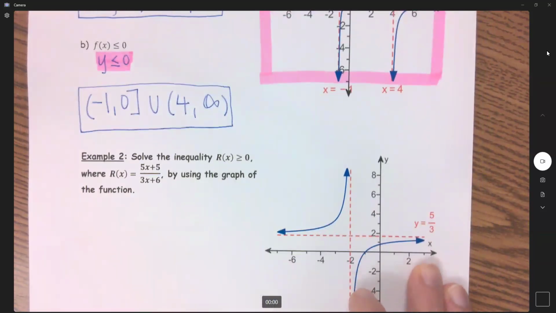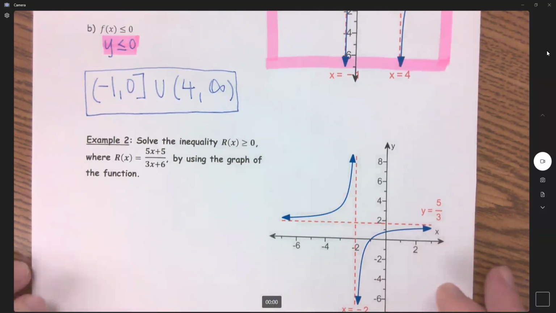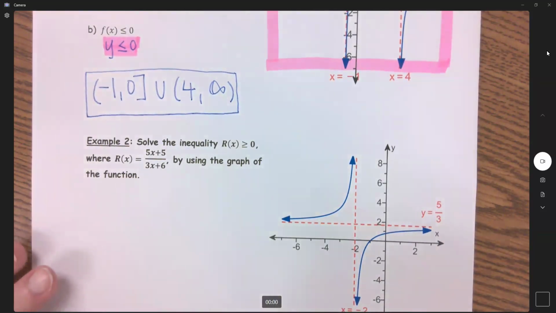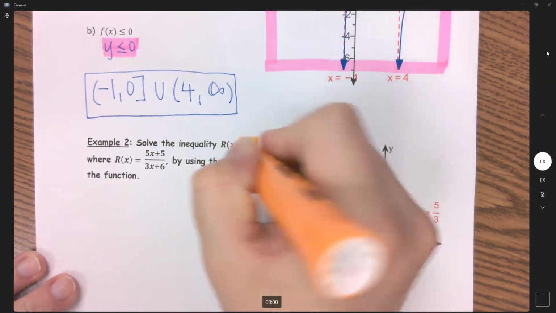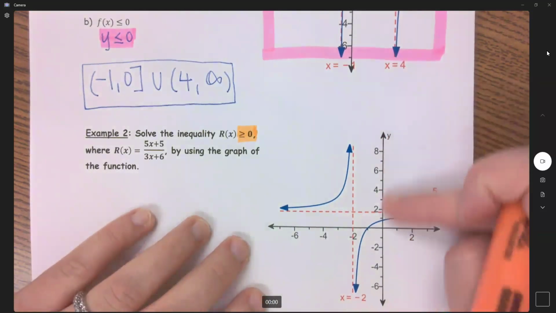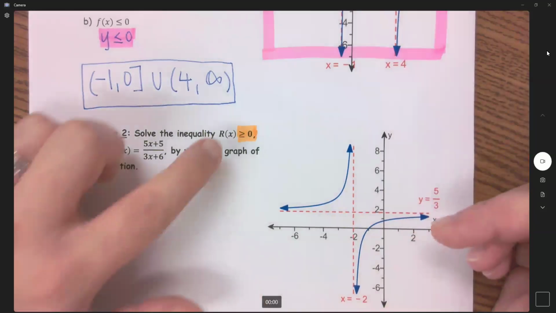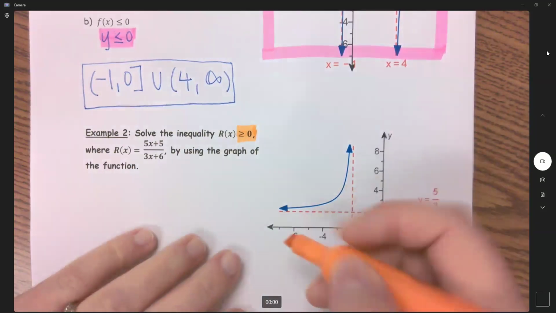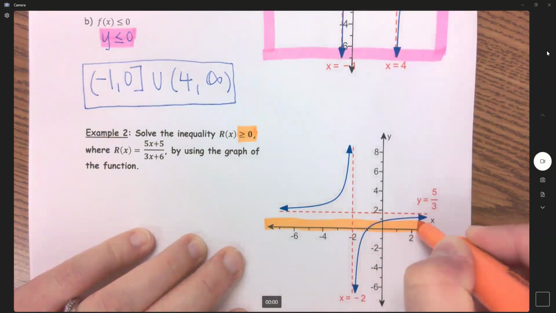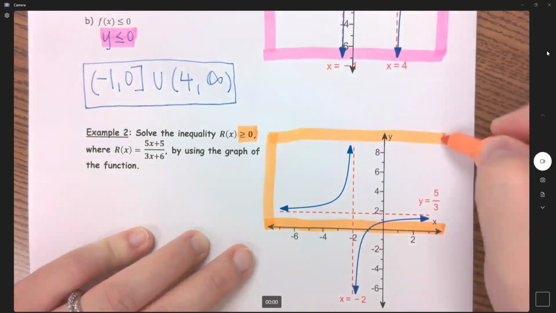Okay, let's try another example. Solve the inequality when r of x is greater than or equal to 0, and then it gives me the function. So if I'm wanting to know where this is greater than 0, we're talking about y values here that are more than 0, that are positive, and that's everything above that x-axis. And since this is or equals to, it also includes this x-axis. Includes our x-axis. And then everything above.